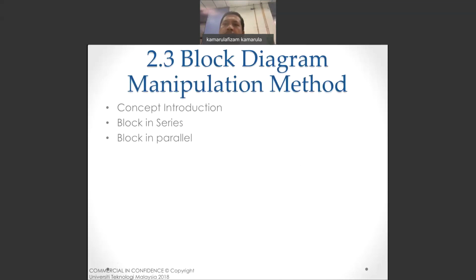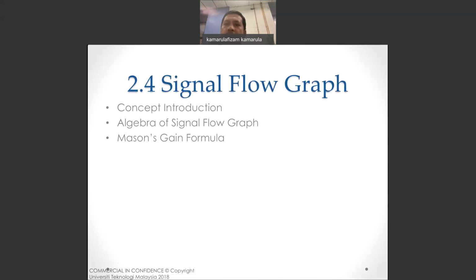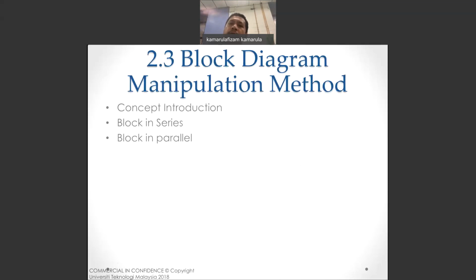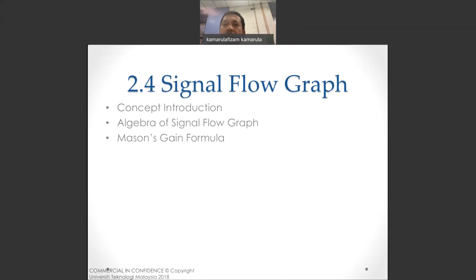All right, for this block diagram manipulation method, we work on the simplification of the block diagram to see if the blocks are in series or parallel, and how to go about the mathematical model. If you have blocks in series, you just multiply the transfer functions. If the blocks are in parallel, you add them. You know, this is very easy. I don't have a diagram in this slide. Sorry.